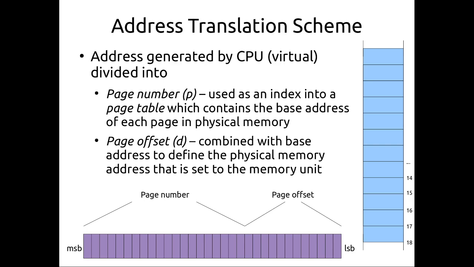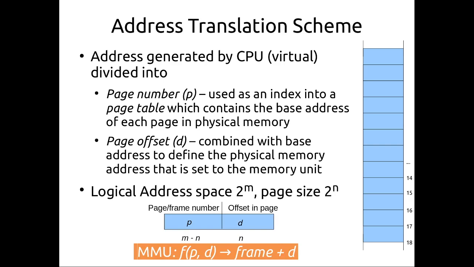So for instance, on a 32-bit x86 system, each of the pages, as we said, are 4 kilobytes, 4096 bytes, right? And 4096 bytes is 2 to the 12. So that means that the least significant 12 bits correspond to the page offset, and the most significant 20 bits correspond to the page number.